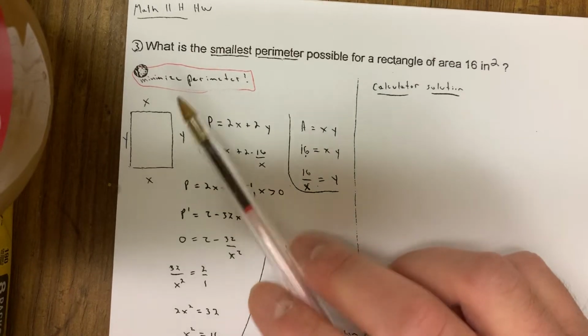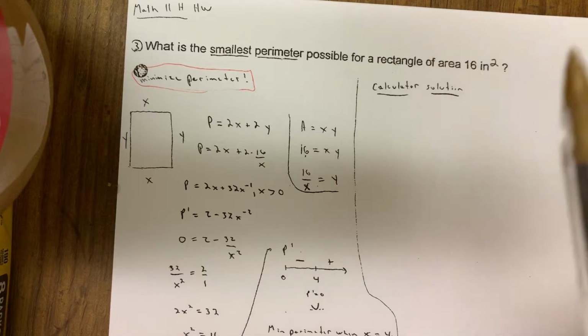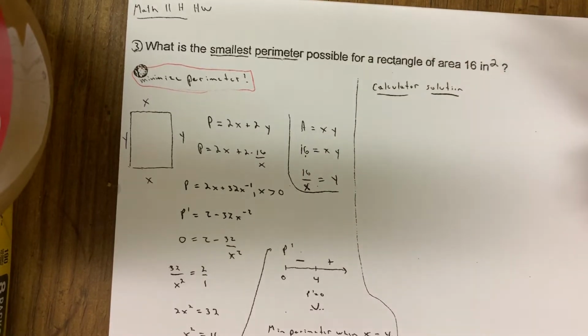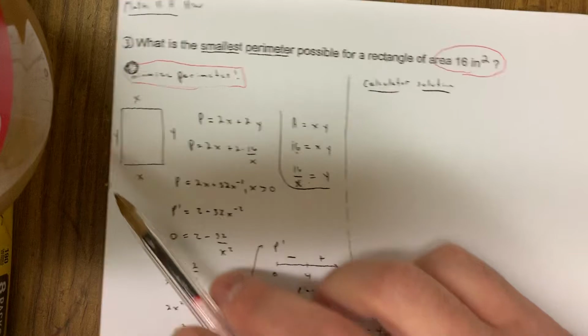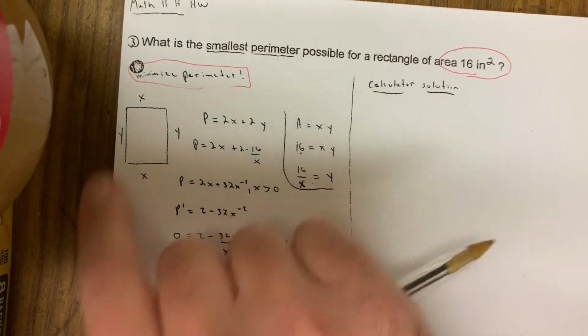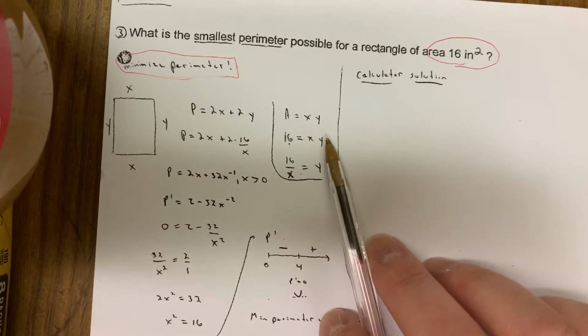They just can't say what's the minimum perimeter of any rectangle because it'd be 0, okay? You know, just make a rectangle that's one single point. Technically, it's not really a rectangle, but the perimeter would be 0. There's going to be some kind of restriction. There's a restriction here. They're telling you the area is 16 square inches. That means if you do dimension times dimension, you're going to get your area back. Okay, so area is x times y, 16 is x times y.